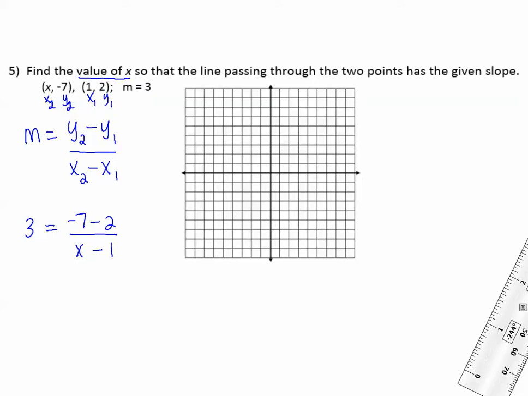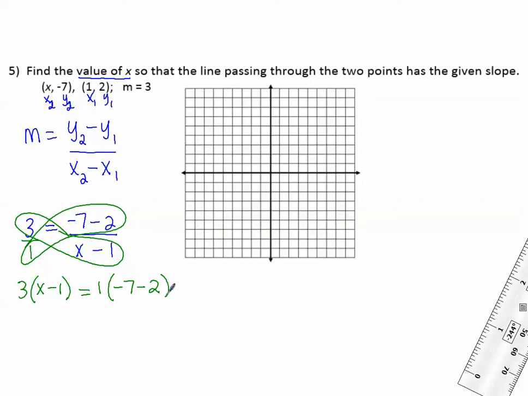How do I solve this kind of equation? Well, if this is a 3, it's like it says 3 over 1, and then I can multiply both sides by this denominator, or cross multiply. 3 multiplied to x minus 1 looks like this. 3 times the quantity x minus 1 equals 1 is in the denominator here, so it gets multiplied over there. 1 times the quantity, negative 7 minus 2.